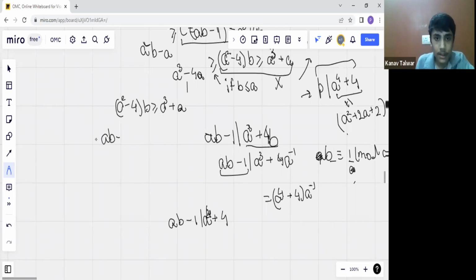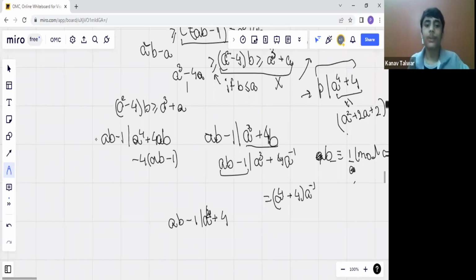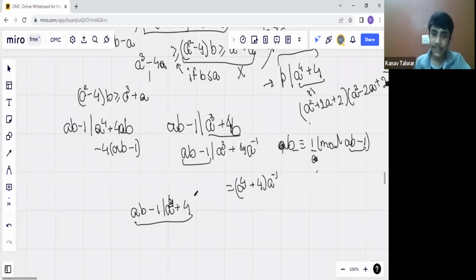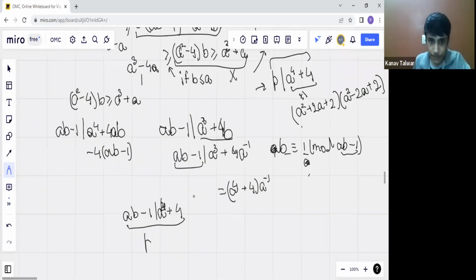So we have AB minus 1 divides A cube plus 4B, multiplying A cube plus 4B by A, 4AB. And then we'll subtract 4 times AB minus 1. And note that this just turns out to be A to the 4 plus 4. So we have AB minus 1 divides A to the 4 plus 4. And we also had P divides A to the 4 plus 4. So we have AB minus 1 and P both dividing A to the 4 plus 4.